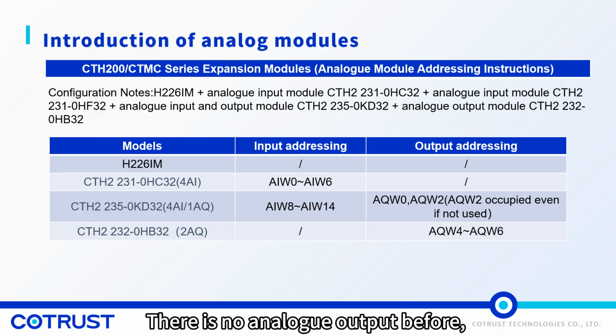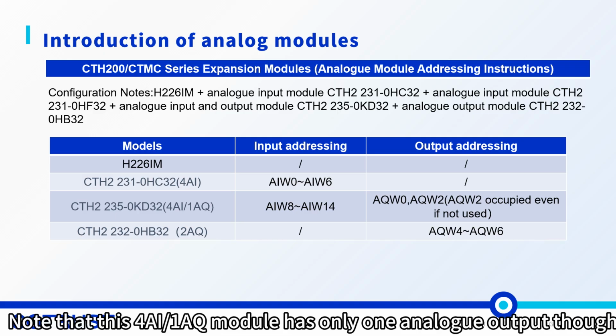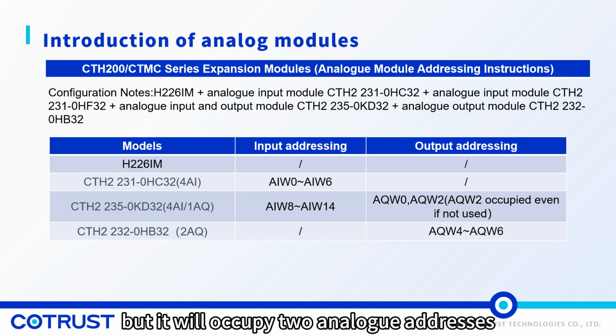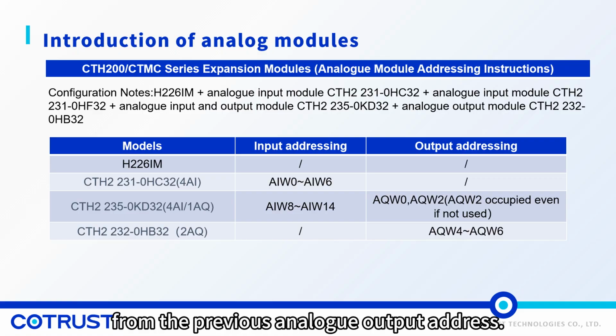There is no analog output before, so the first analog output address starts from AQW0. Note that unlike AI, one AQ module has only one analog output, but it will occupy 2 analog addresses. The subsequent analog output addresses are listed backwards from the previous analog output address.